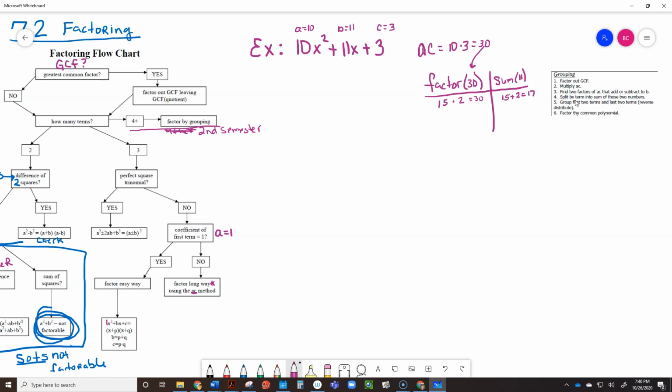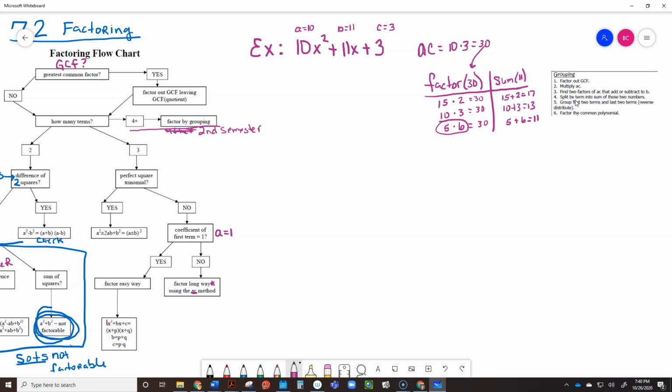So let's see what else. 10 times 3. 10 times 3 will give me 30, but 10 plus 3 gives me 13, so I'm a little bit closer. What about 5 times 6? 5 times 6 multiplies together to give me 30, and 5 plus 6 adds together to give me 11. So 5 and 6 are the pair of factors that I want.